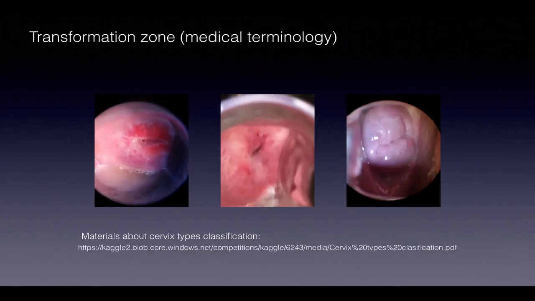Here are 3 types of cervix pictures, separately type 1, type 2, and type 3. We classify the images into 3 types according to the location of the transformation zone in the pictures. It's really hard to explain what the transformation area is. All you need to know here is that the transformation zone is an area between 2 parts in the picture.